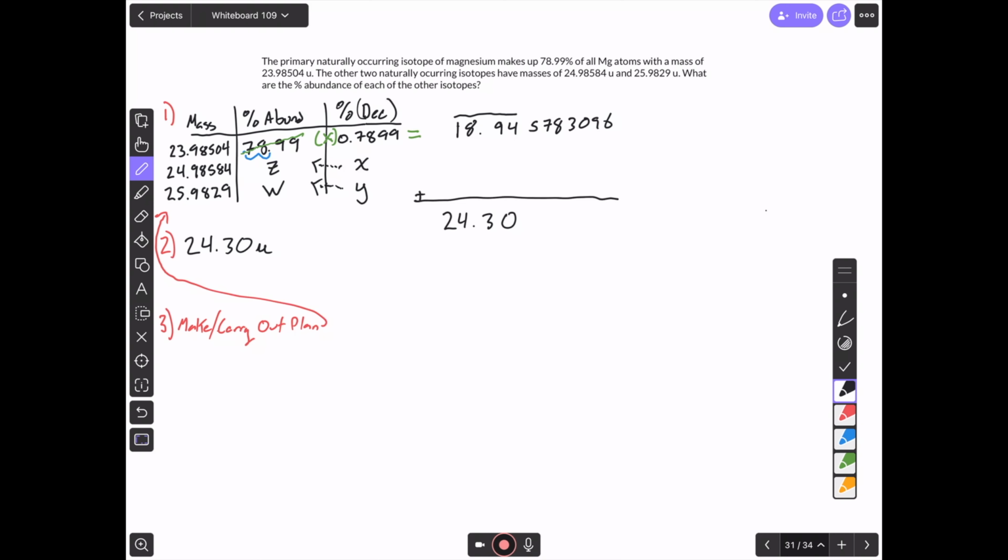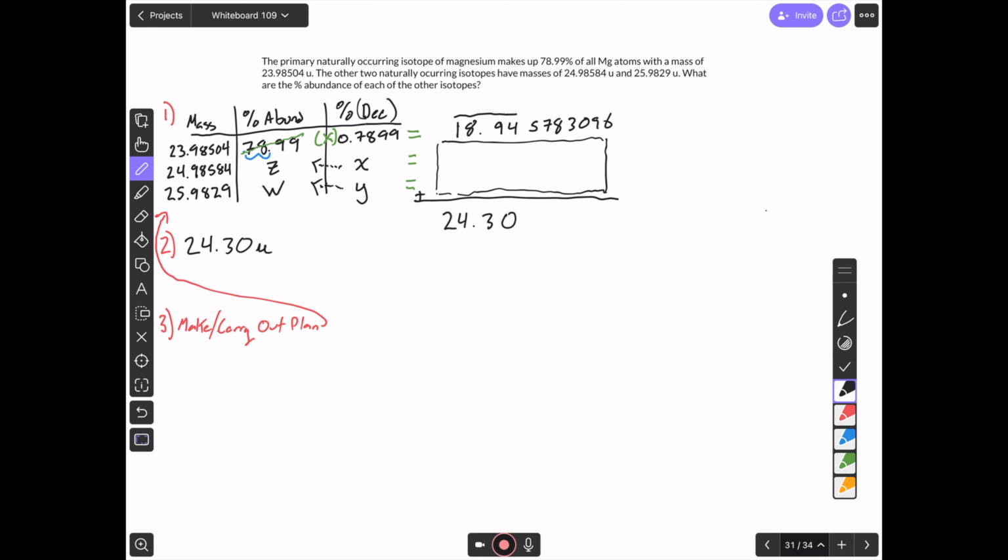There's a little more math we can do, though, right? We can solve for whatever this part's going to be, can't we? Like together, right? Because all you have to do is subtract 18.94 from 24.30, right? So let's do that.